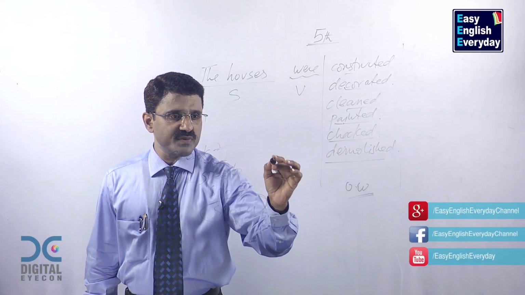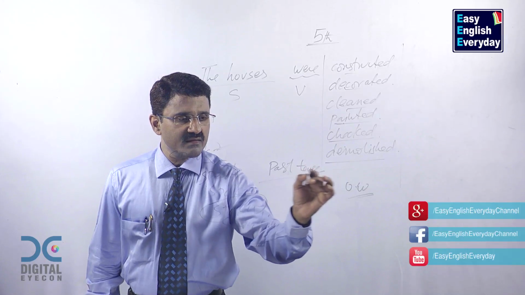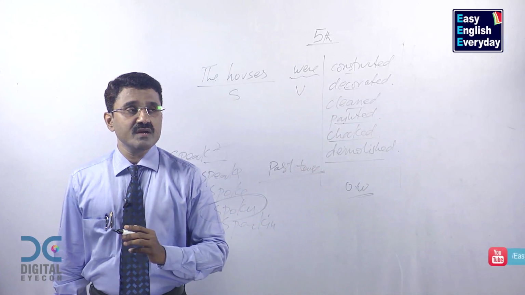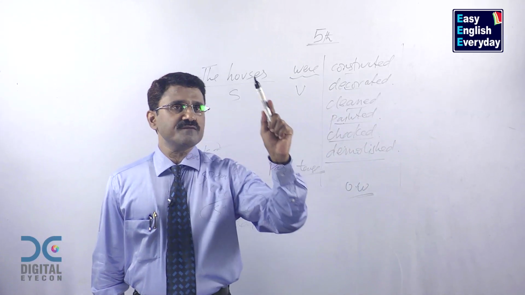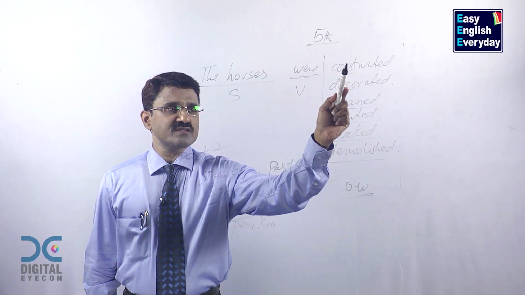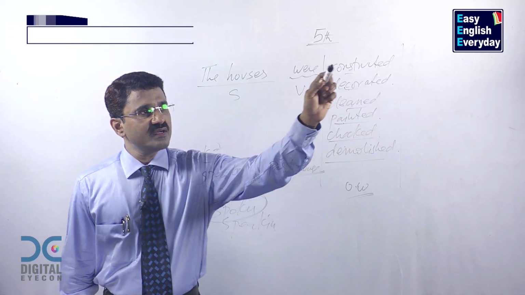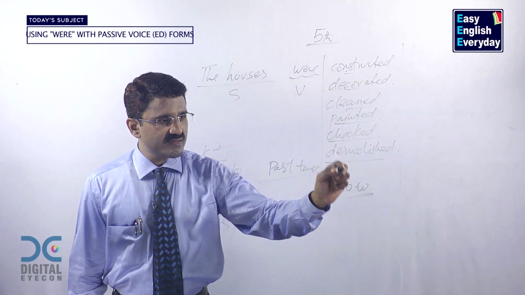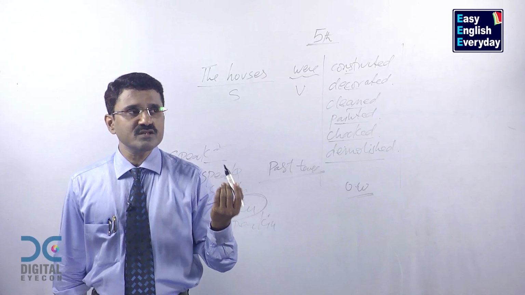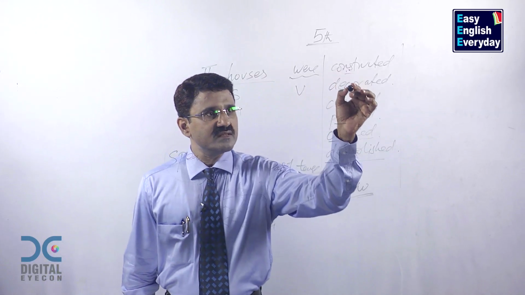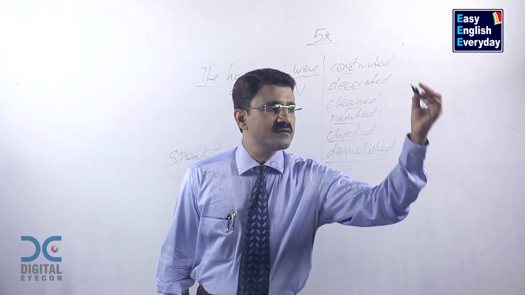And were indicates past tense. So all these sentences are indicating past tense. But when should I use them? Look at the sentences carefully. The houses were constructed, decorated, cleaned, painted, checked, demolished. These are the actions. These are called action verbs. But where is the doer? Who did these actions? All these actions were done by some people.